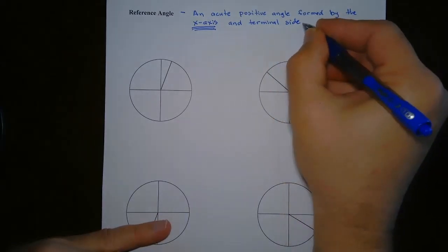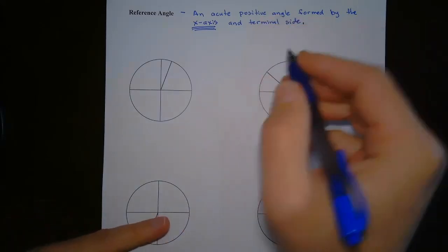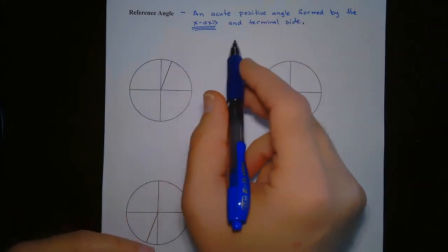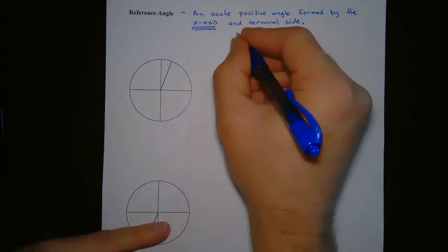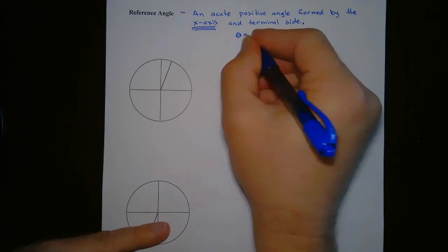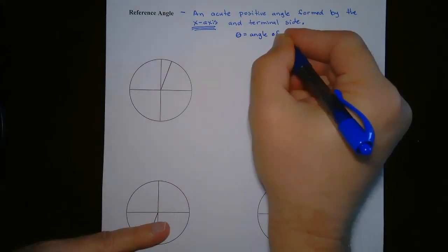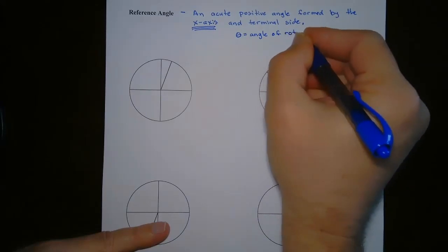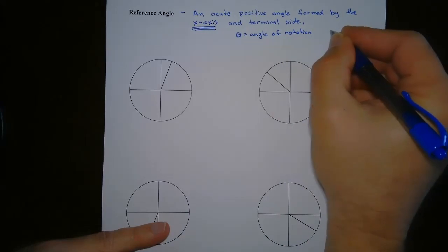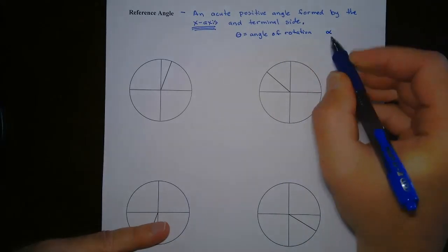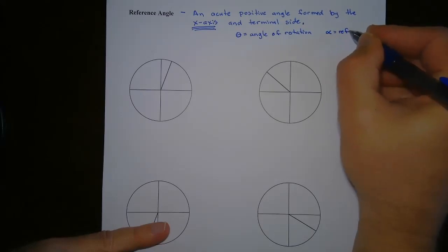Okay, and angle theta is the angle we rotate, okay? And the reference angle, we're going to call the Greek letter alpha, okay? So theta is equal to the angle of rotation and our reference angle is going to be alpha. It looks like a little fish, okay? That's our reference angle.